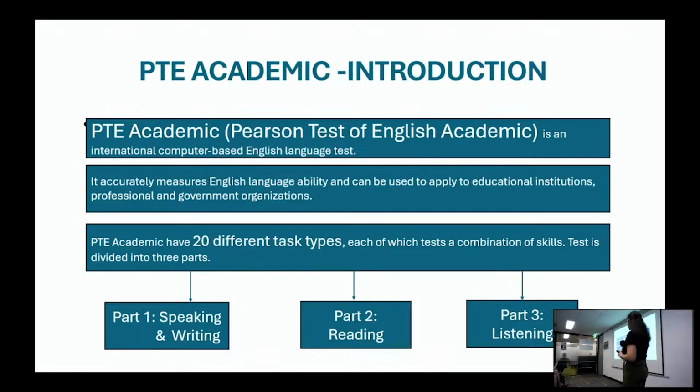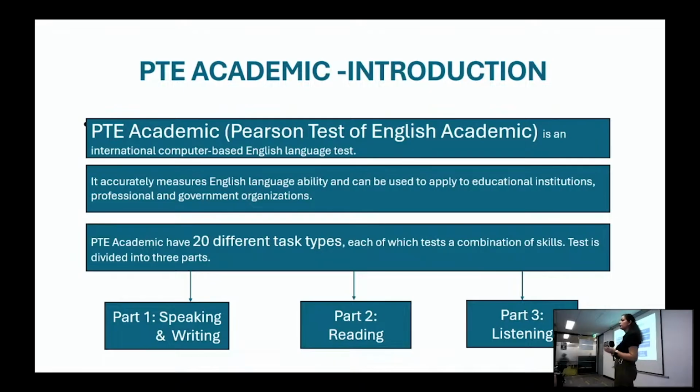PTE Academic has 20 different task types, and each of them tests a combination of skills. This is different from IELTS. In IELTS, all 4 modules are independent, but in PTE, all 4 modules are interrelated. Suppose you are doing your speaking, some of the tasks are going to affect your score in reading as well. This test is divided into 3 different parts.